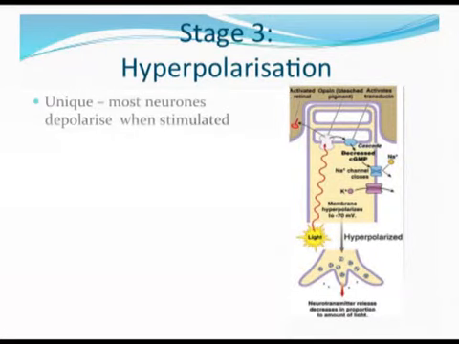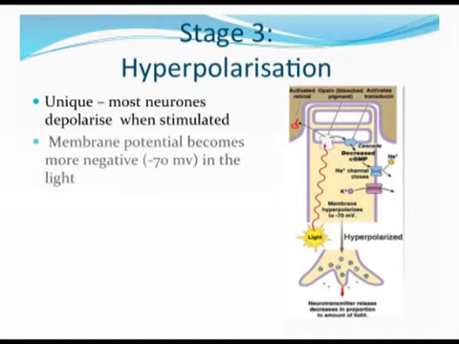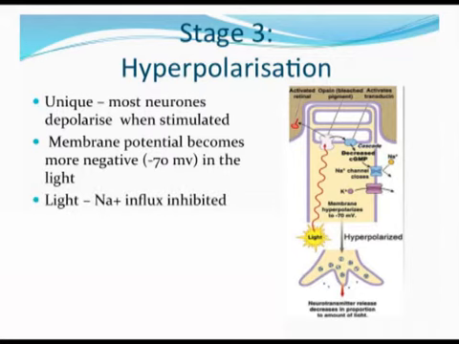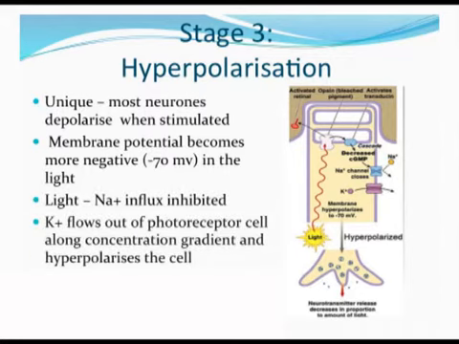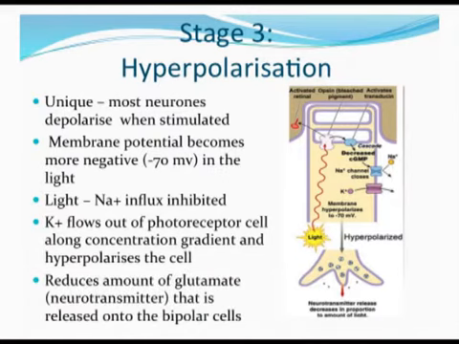As I say, this is unique, as most neurons actually depolarize when they're stimulated. When a neuron hyperpolarizes, its membrane potential actually reduces, it becomes more negative, and it goes from around minus 55 millivolts to around minus 70 millivolts. So in the light, sodium influx into the cell is inhibited, and this is what causes the hyperpolarization. And this reduces the amount of the neurotransmitter that is released from the synaptic terminal.